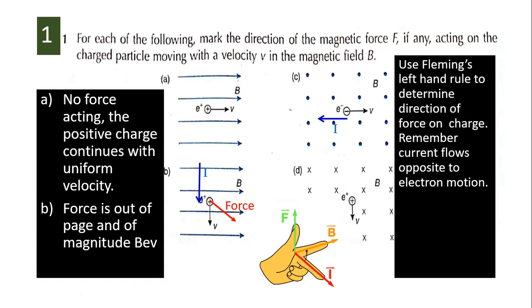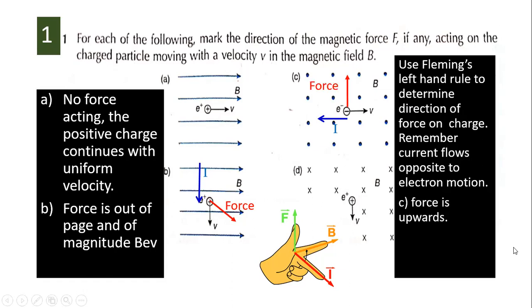So in this case, the current goes to the left. X means coming in, like here, it's going in. This one is coming out. Okay. So it's upwards. Yeah, the force is there.